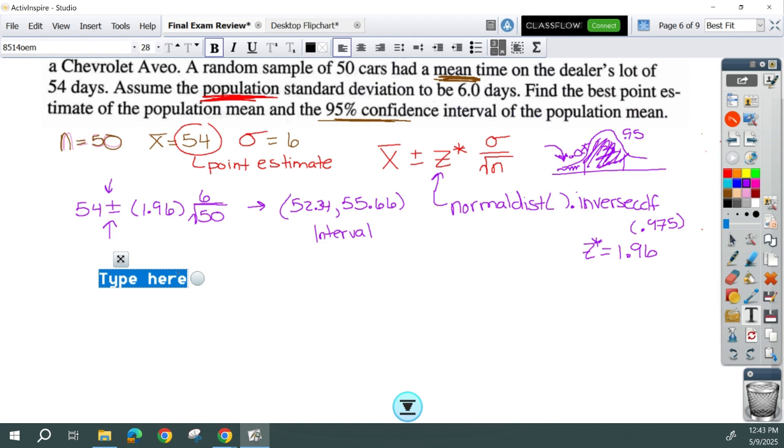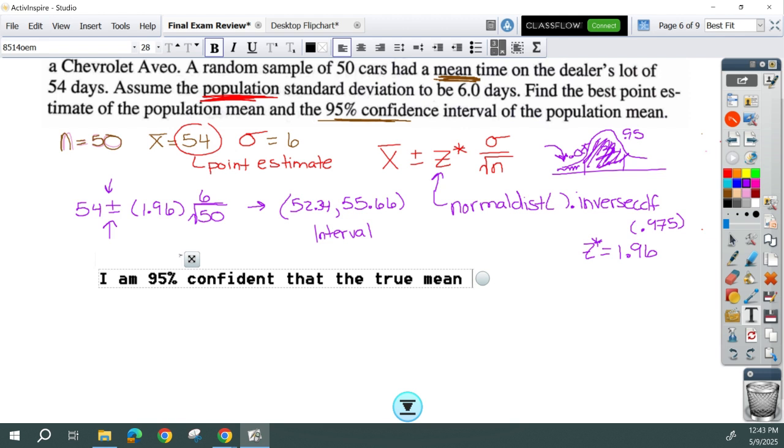And we write this formulaically. We don't get creative, if you remember. I'm going to say I am, I always am, and then how confident I am. I'm 95% confident that, and we're talking about the true mean, because we've just estimated the mean by getting 54 days, but we want to know the true mean. I'm 95% confident the true mean, and then what is it we're finding the mean for?